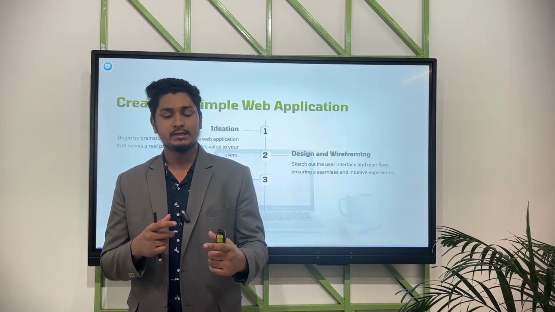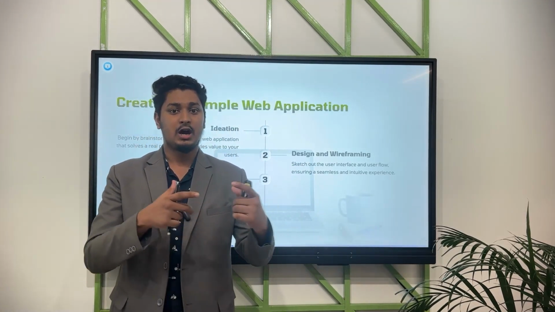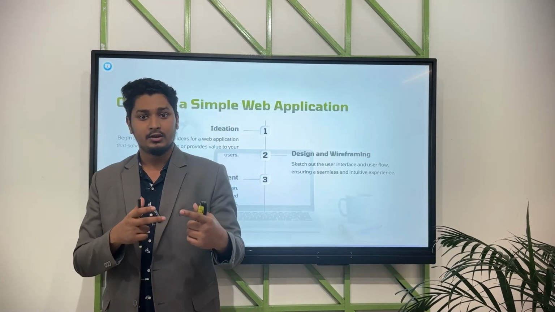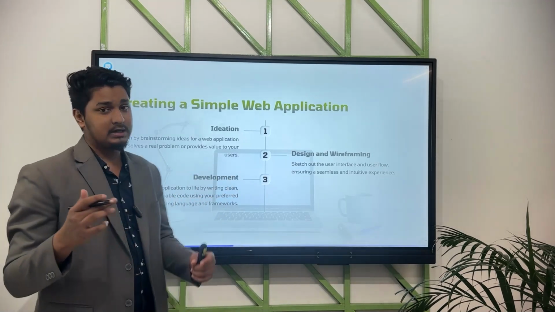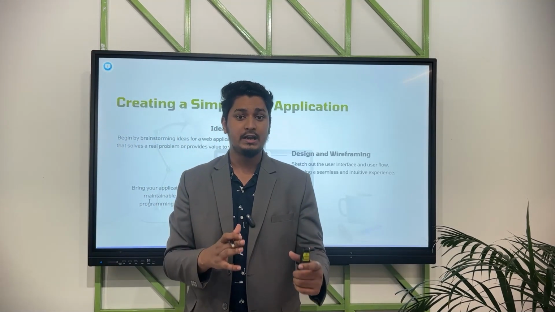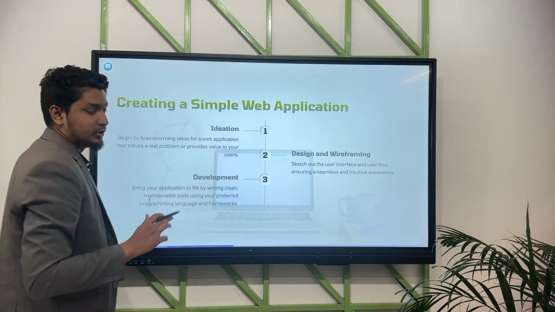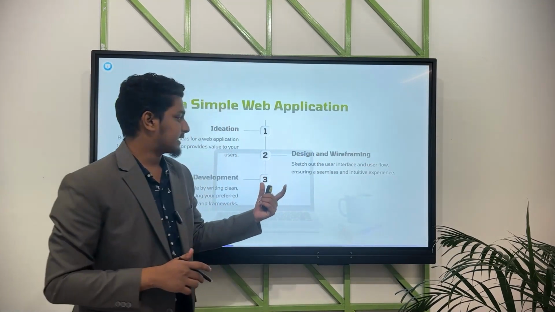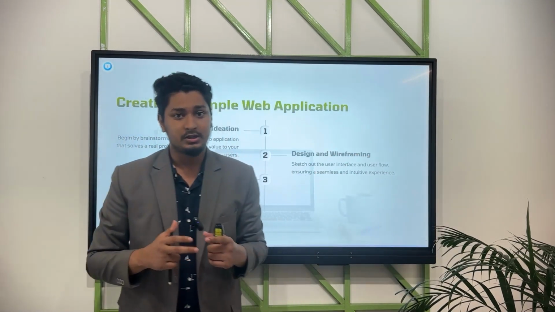Now, how to create a simple web application? How can we create a simple architecture, a simple application? There are multiple steps. First thing is ideation. Ideation means how you can create one idea for creating an application that provides value to your users. Second thing, designing and wireframing. Sketch out the user interface, how the user is able to interact with the application, sketch out all of those things.